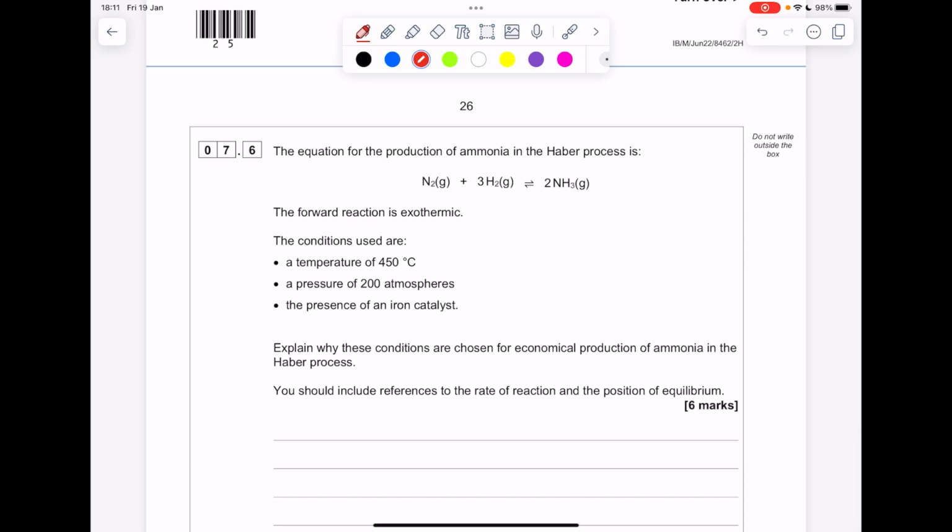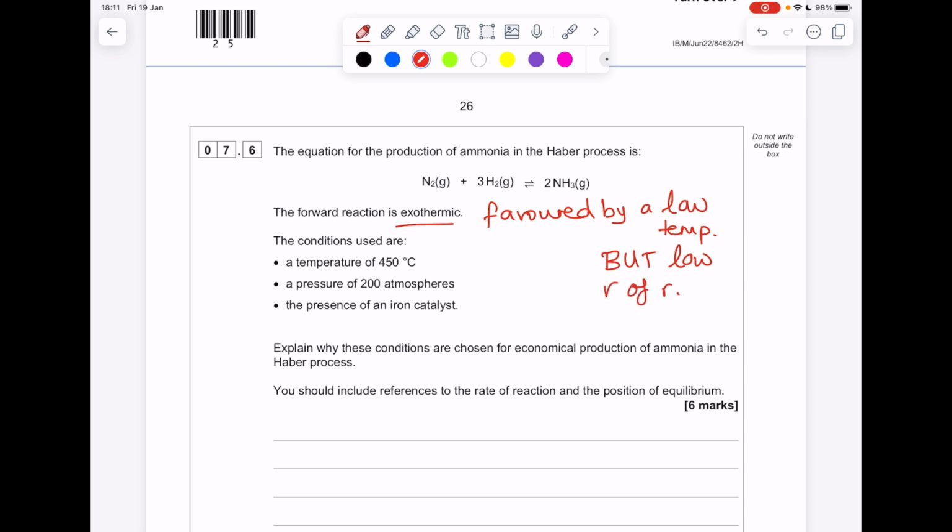The equation for the production of ammonia in the Haber process is this. The forward reaction is exothermic. Remember, that's therefore favoured by a low temperature. So high yield of ammonia is favoured by a low temperature, but you get very low rates of reaction. Remember, collision theory will be important here. The conditions used are the following: a pressure of 200 atmospheres, the presence of an iron catalyst. Explain why these conditions are chosen for the economical production of ammonia. You should include references to rate of reaction and position of equilibrium. This is a great opportunity to score 6 marks.